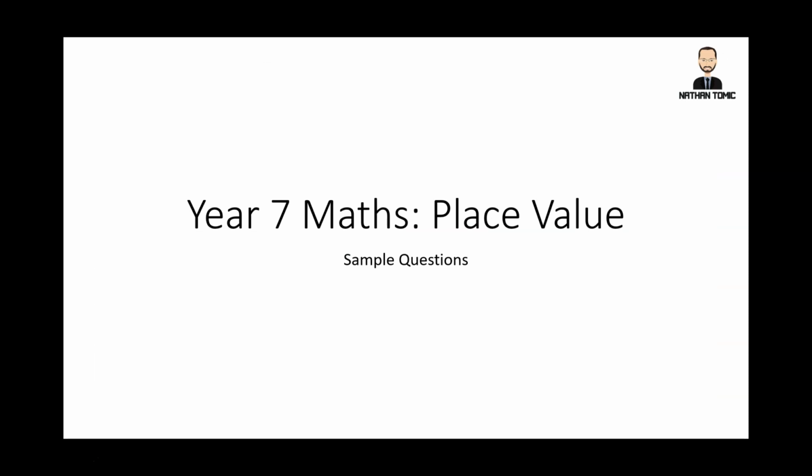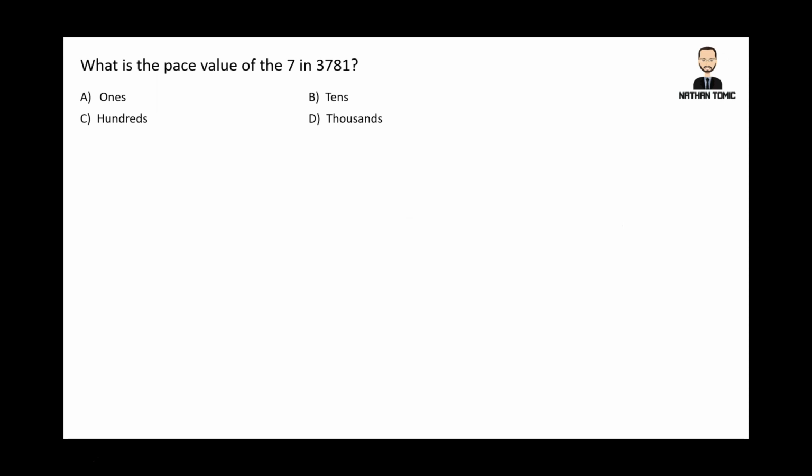So let's have a look at some sample questions that you might see. What is the place value of the 7 in the value 3,781? So if we think about the place values, we have 3, 7, 8, and 1.